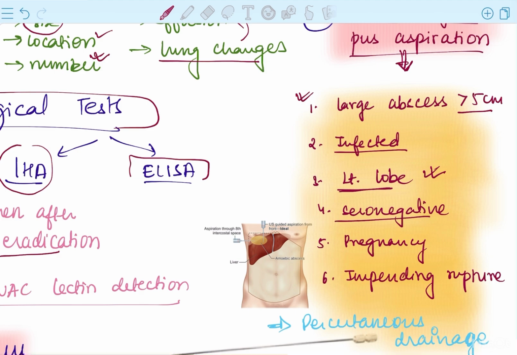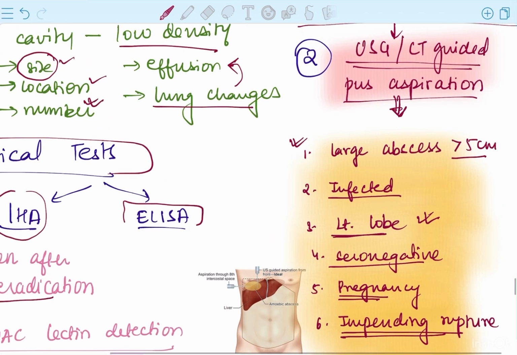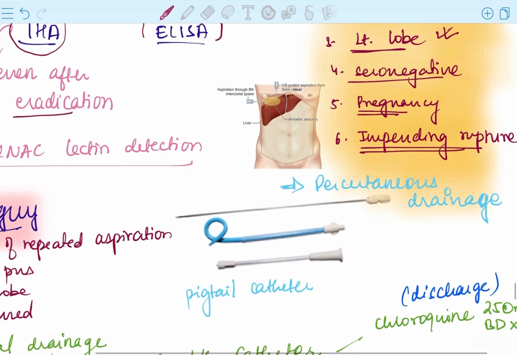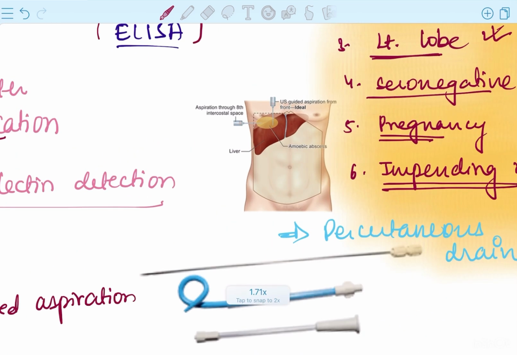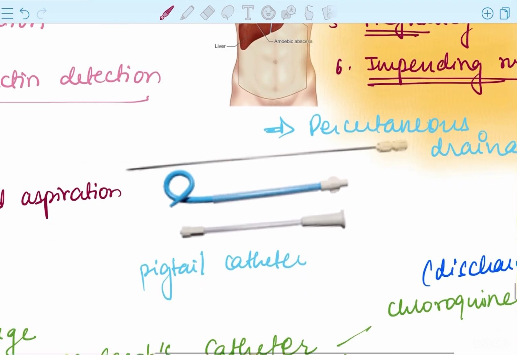When it is seronegative, when the woman is pregnant, in a pregnant woman you can't give metronidazole. And when there is an impending rupture, in all these conditions you have to immediately deflate the abscess. So you are going to do ultrasound or CT guided pus aspiration. Under pus aspiration, you are going to do a percutaneous drainage using a pigtail catheter. As you can see, you are going from the front, or you can go from the 8th intercostal space in order to drain the abscess.